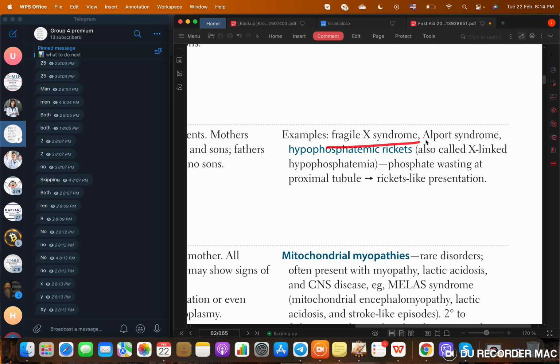So we have Fragile X syndrome. These patients will have hypogonadism and intellectual disability. We'll speak about it later. But the important one actually is Alport syndrome. Where did we speak about Alport syndrome before?